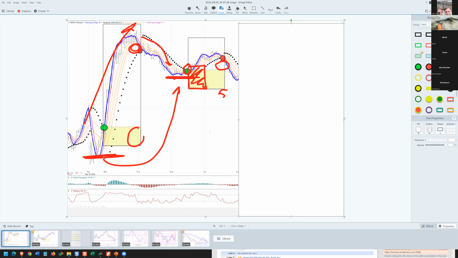So this one is about 1, 2, 3, 4. Plus 4. So now we're at about plus 4.5. That one's about 0.5.